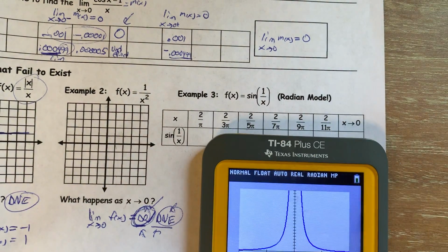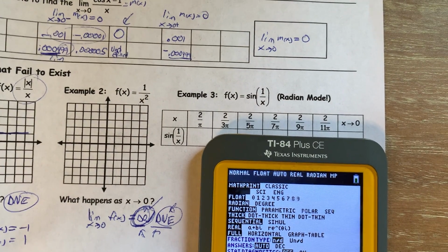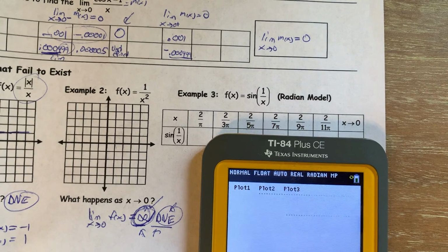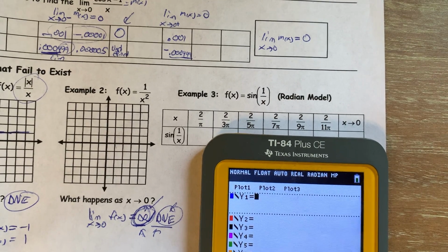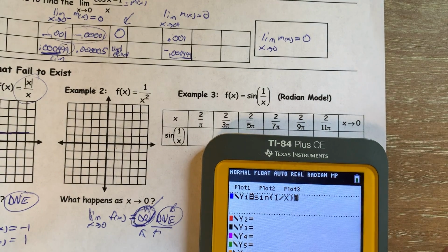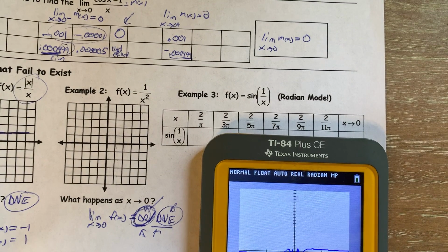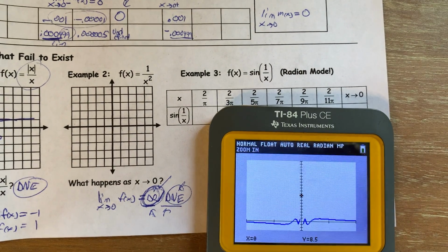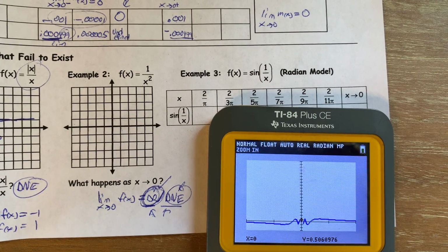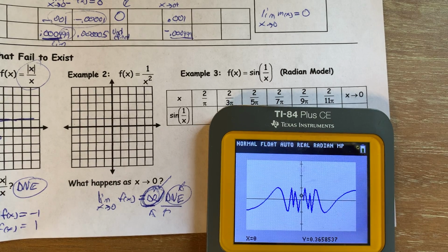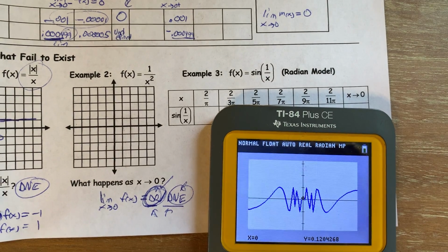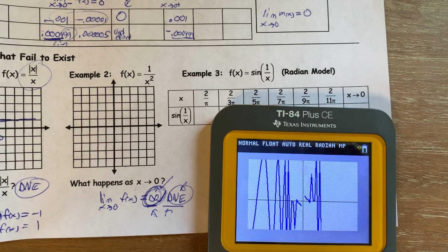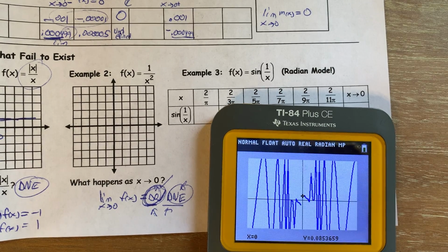And I love this one. I need to make sure my mode is in radian mode, and it is, or this won't work. Let's put y equals sine of 1 over x. And we're going to have to zoom in here because there's some crazy stuff happening in the middle here. So let's zoom in around here, and let's zoom in even more.